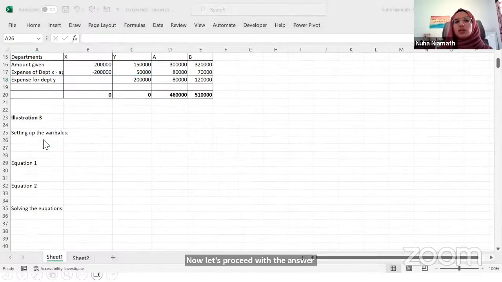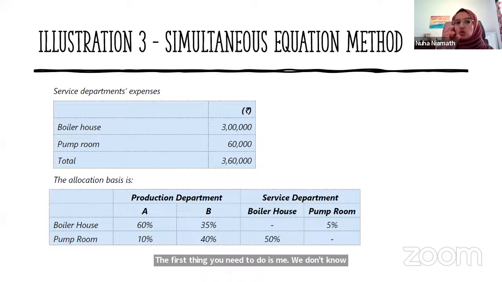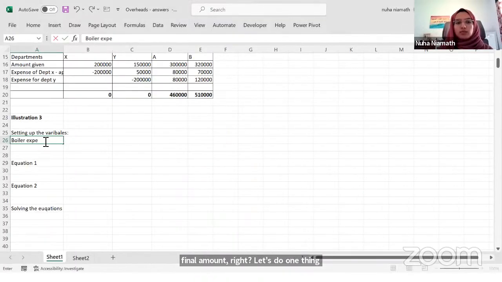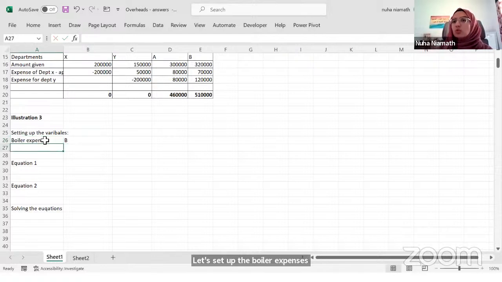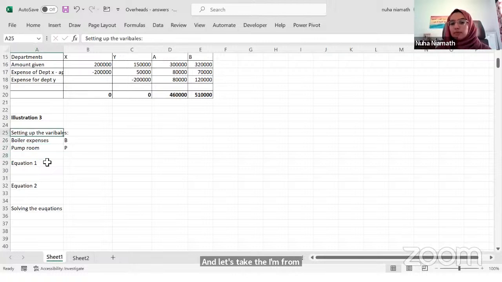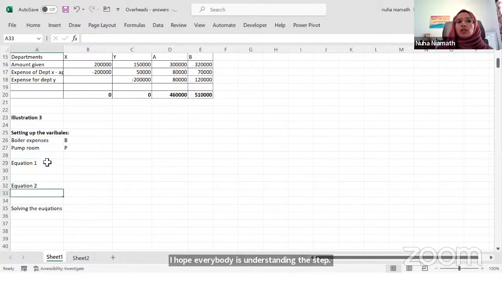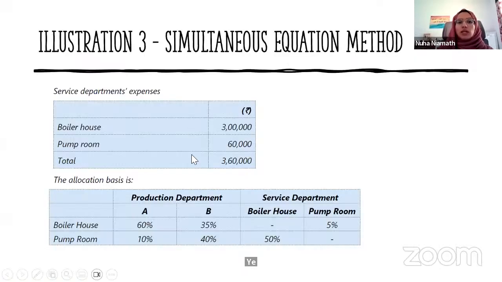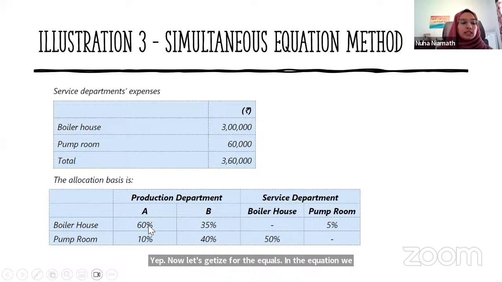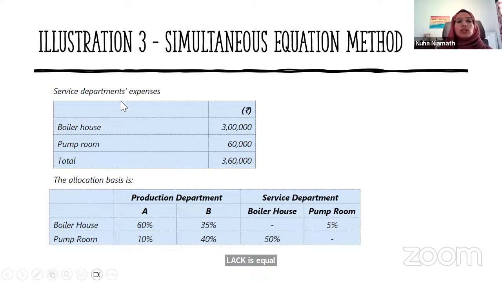The first thing we need to do is we don't know the final amount, right? So let's do one thing. Let's set up the boiler expenses to be B because we need to solve equations here. So let's take the boiler expenses as B and let's take the pump room expenses as P. I hope everybody is understanding this step. Yeah. Now let's prepare for the equation. We know that the boiler expenses is equal to 3 lakh plus the 5% of pump room expenses. Correct? So pump room expenses is again, we have kept it as P.